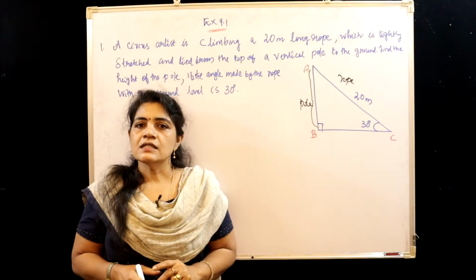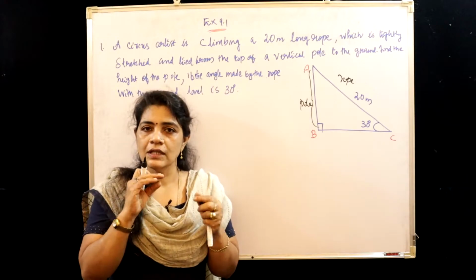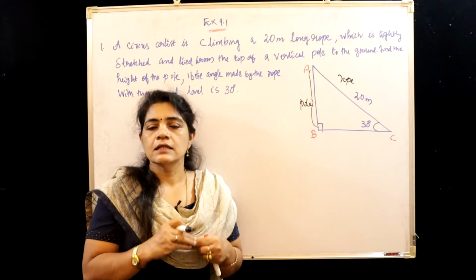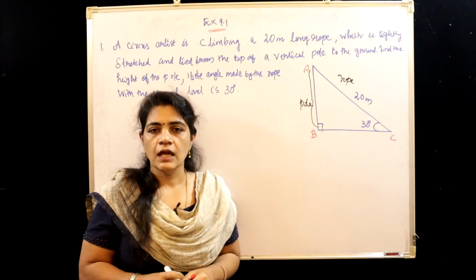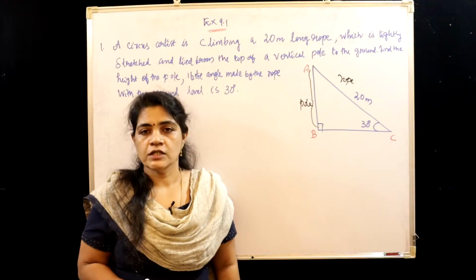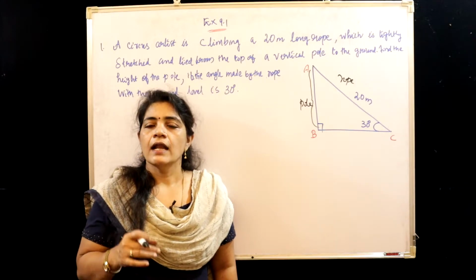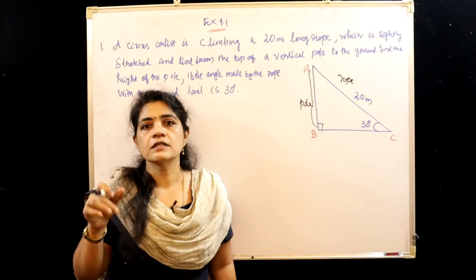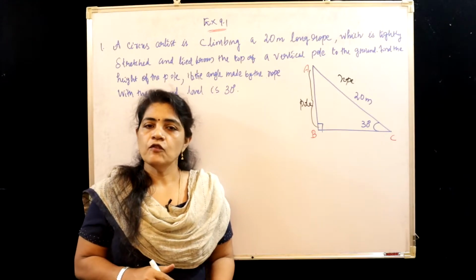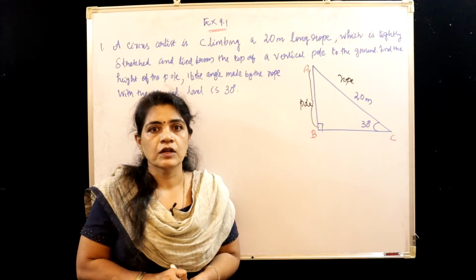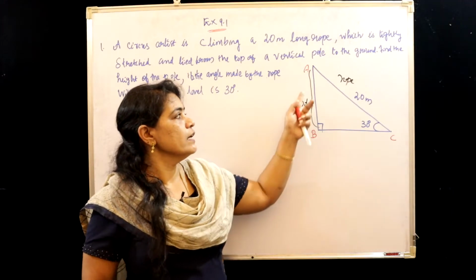See children, in this type of question, we know that we have to express this situation with any one of the trigonometric ratios. And how can we select that ratio? We have 6 trigonometric ratios, and for that, children, this is very, very important. You see that what we need is the height.